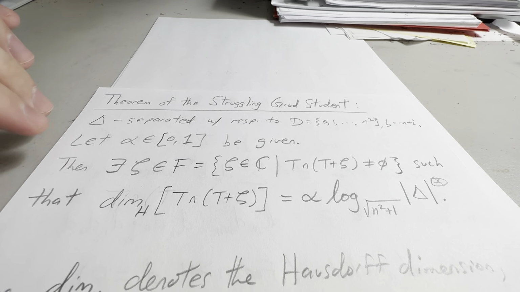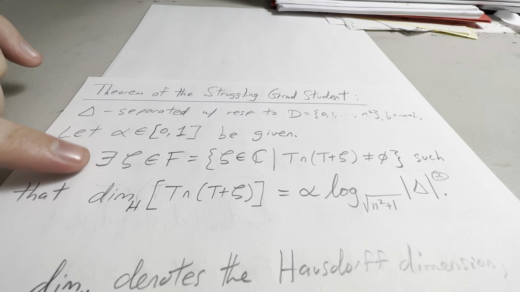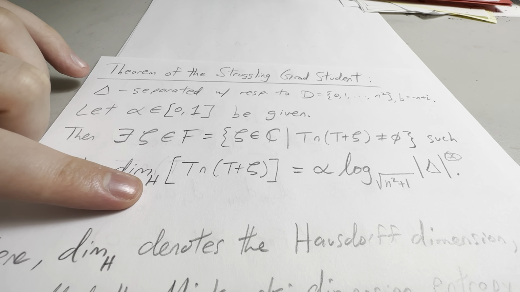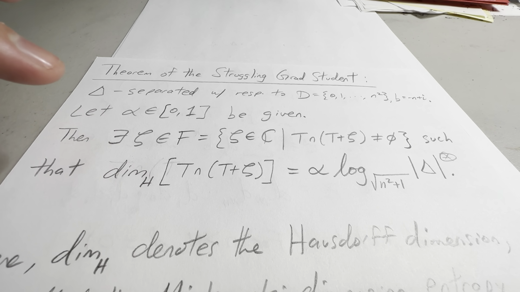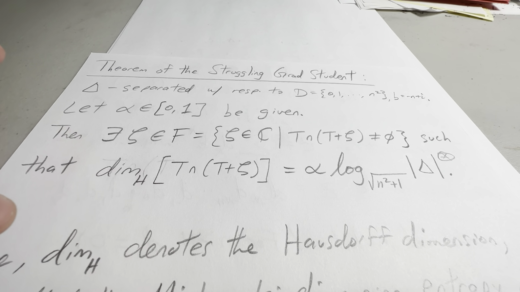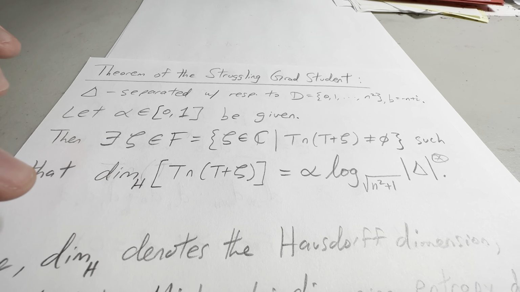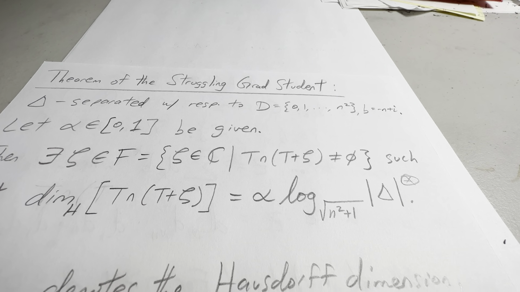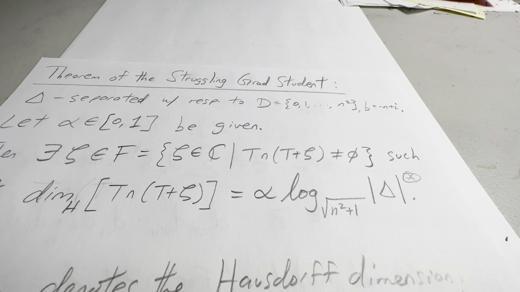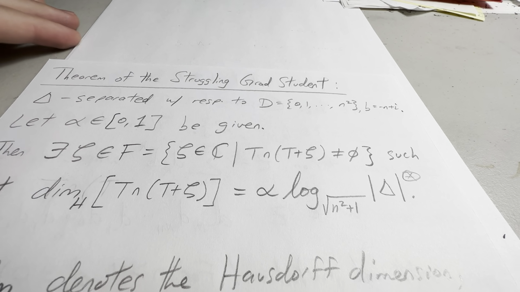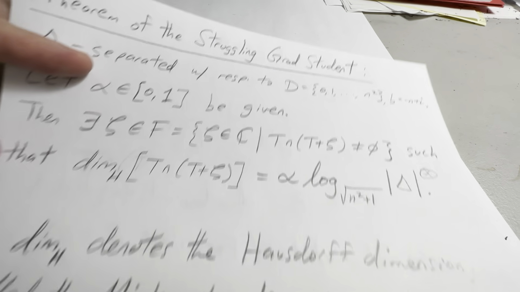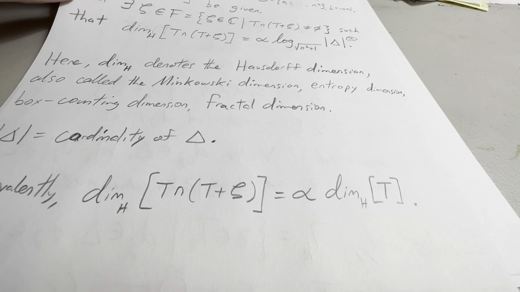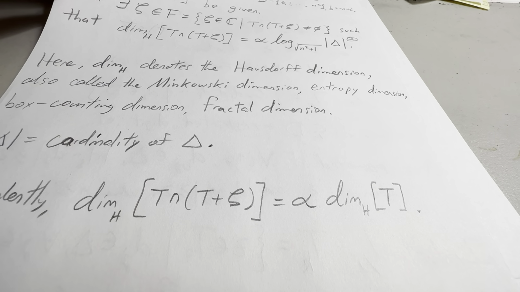Okay, everything's good. So what this theorem says is that you can pick a zeta in F such that the dimension, so the H stands for Hausdorff, so this is the Hausdorff dimension, of the intersection is equal to alpha times the logarithm base square root of n squared plus 1 of the cardinality of delta. And I don't really know why we stated it that way in the paper, because really all it means is the Hausdorff dimension of the intersection is equal to alpha times the Hausdorff dimension of the set T itself.